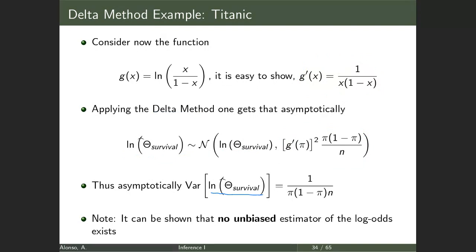Now let me tell you something. This is a situation in which an unbiased estimator does not exist. So if you try to find an unbiased estimator of the log of the odds of survival, there is no such estimator. So there is no unbiased estimator in this case.